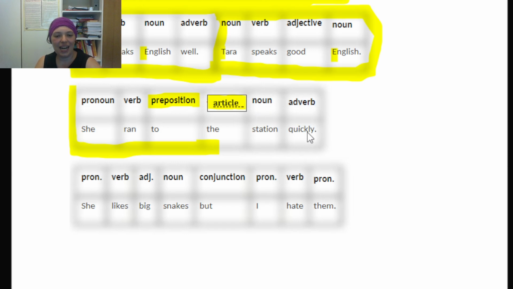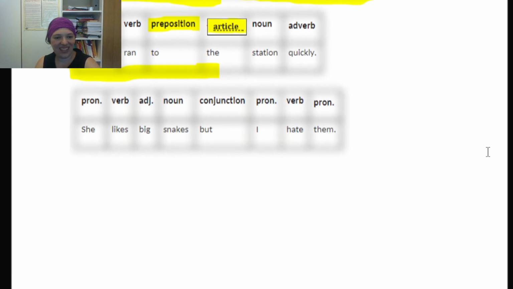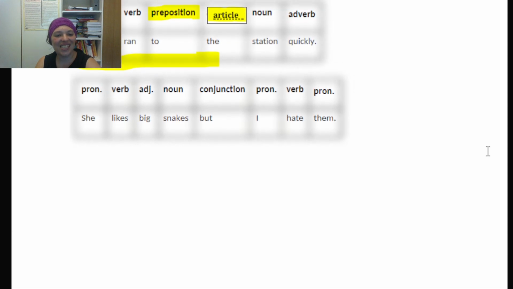So why is it an adverb? Because it tells us how did she run. So it goes with a verb. Run how? Quickly. Okay. No, the yellow is gone now. Okay, here is one last sentence.